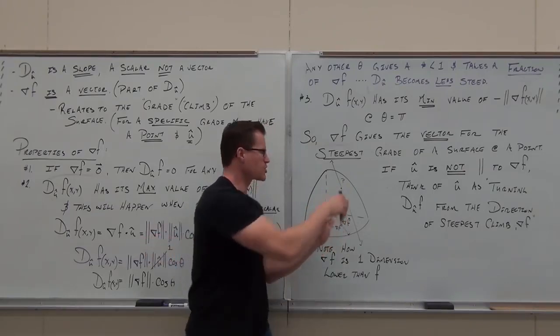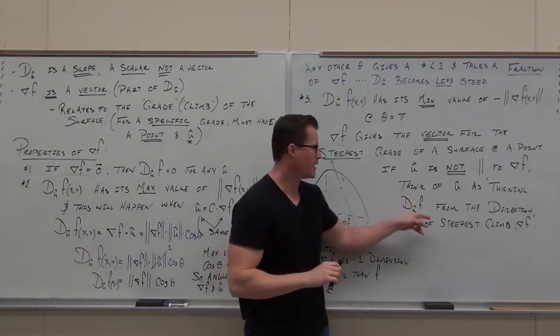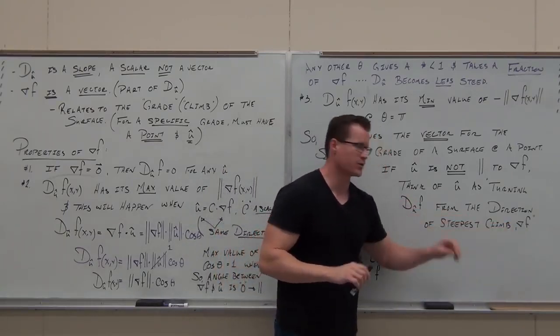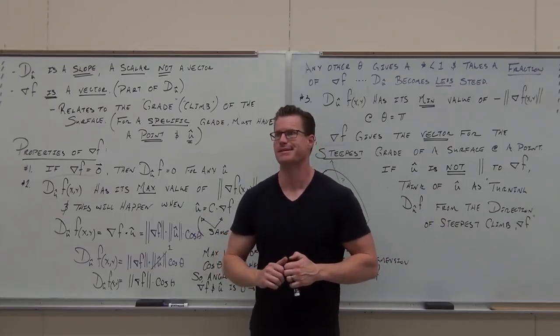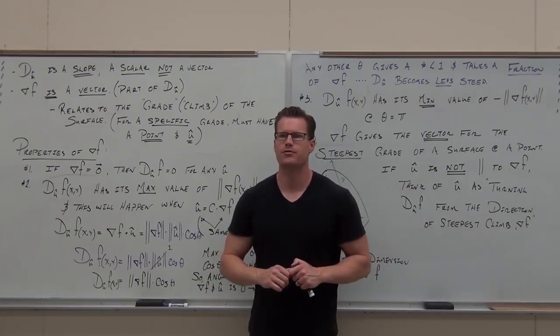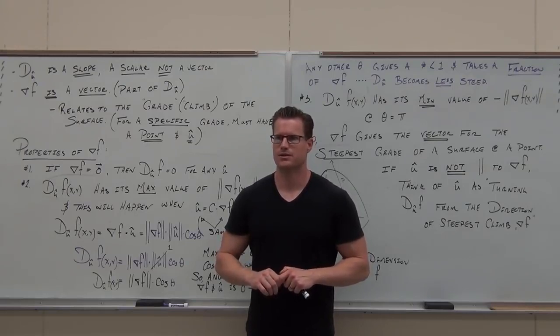Does that make sense? It's turning away from that steepest path. It's turning away from the rate of steepest climb, or the direction of the steepest climb. It's turning away from del f. Sorry, it's easy to say delta, isn't it? It's turning away from the gradient of f. Head nod if you understand the concept on that one.